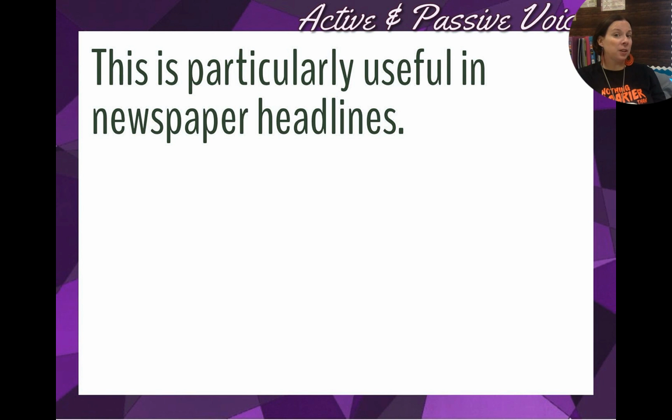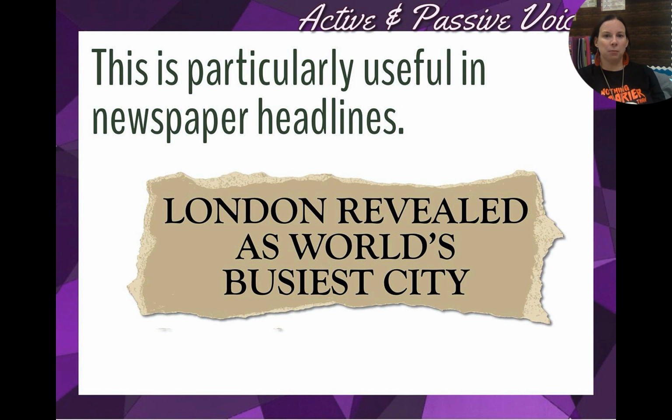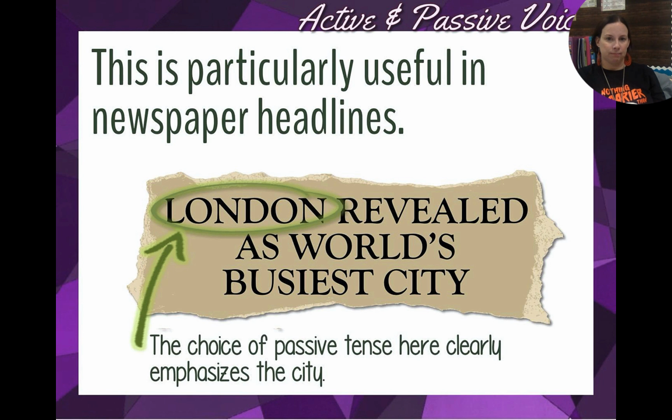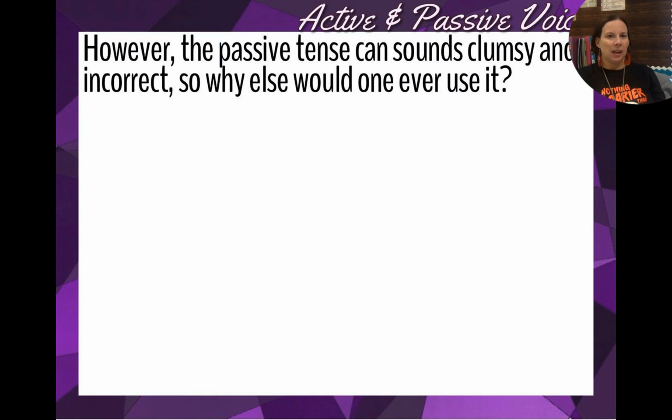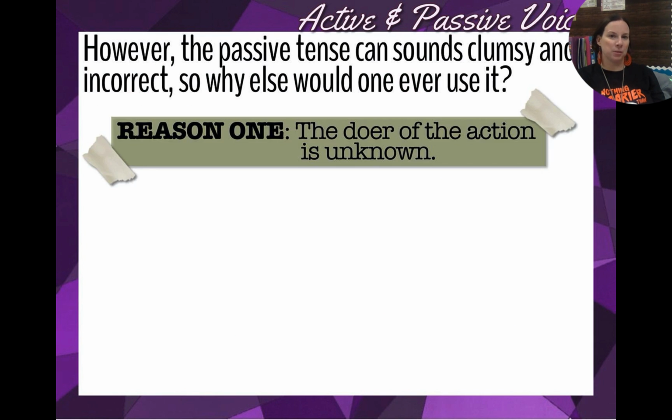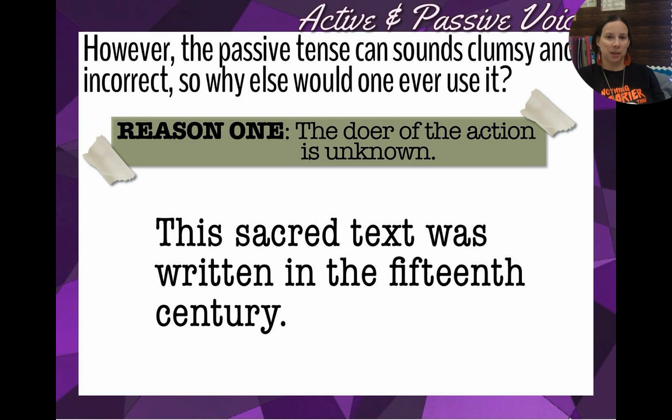Okay, this is particularly useful in newspaper headlines. London revealed as world's busiest city. Okay, the choice of passive voice here clearly emphasizes the city. However, passive voice can sound clumsy and incorrect, so why else would one ever use it? Reason 1: the doer of the action is unknown. So that's one of the reasons to use it, if you don't want somebody to know it.